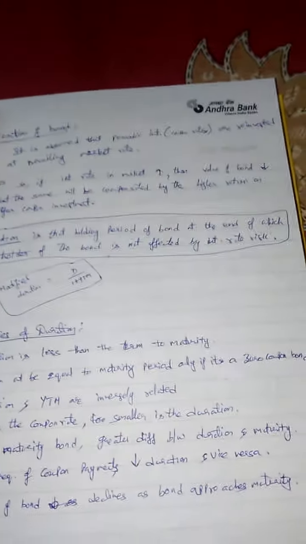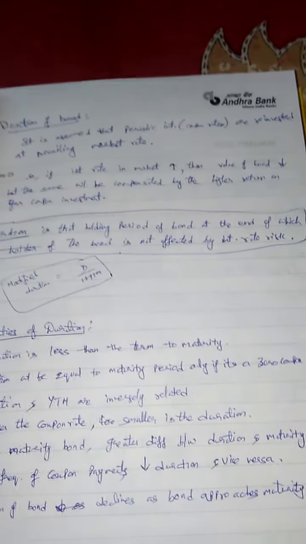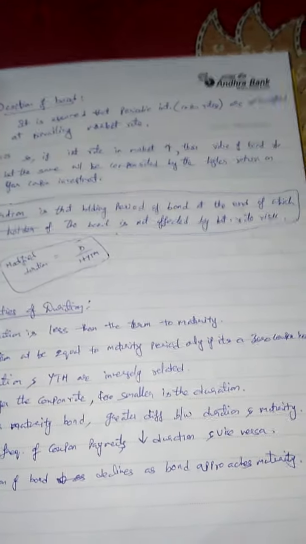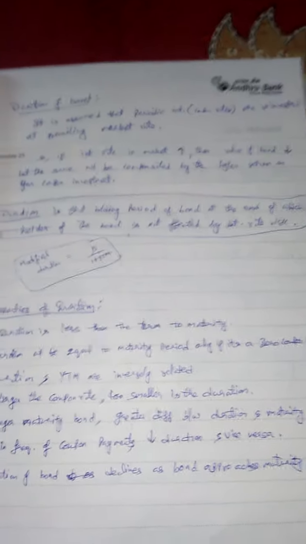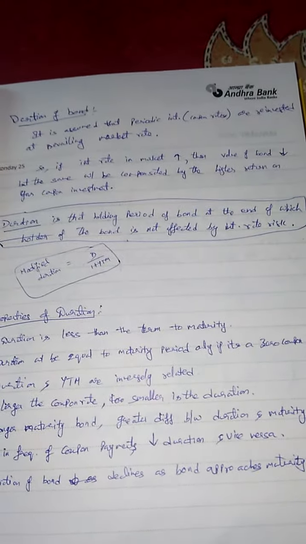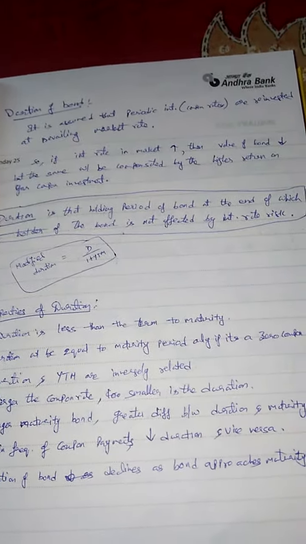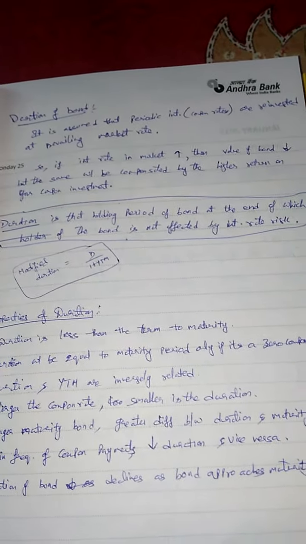What is this duration of the bond? First I'll go to the definition, then I'll explain it clearly. Duration of the bond is that holding period of the bond at the end of which interest rate risk is eliminated.